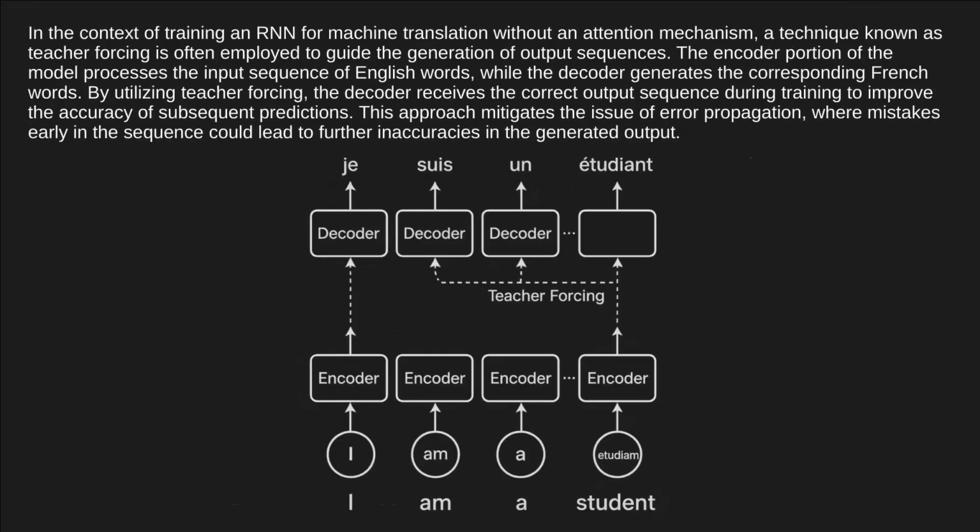In the context of training an RNN for machine translation without an attention mechanism, a technique known as teacher forcing is often employed to guide the generation of output sequences. The encoder portion of the model processes the input sequence of English words, while the decoder generates the corresponding French words. By utilizing teacher forcing, the decoder receives the correct output sequence during training to improve the accuracy of subsequent predictions. This approach mitigates the issue of error propagation, where mistakes early in the sequence could lead to further inaccuracies in the generated output.